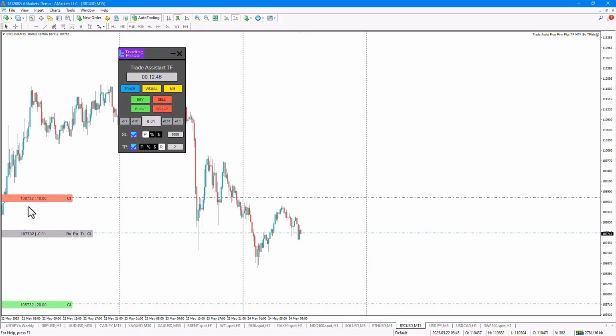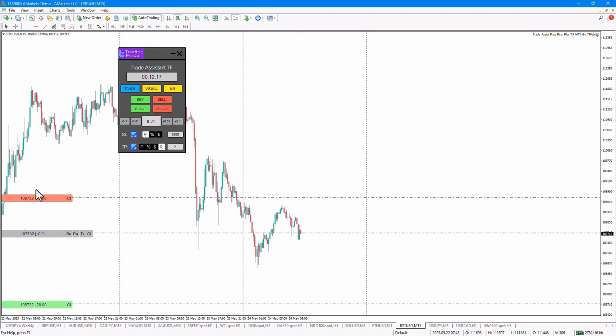In this section, you see the stop loss price level and the amount of loss I would incur if my stop loss is triggered. Here is the entry price level for my trade. My profit or loss is displayed in this section, and below that you can see the take profit price level along with the amount of profit I would make if the price reaches the take profit level.